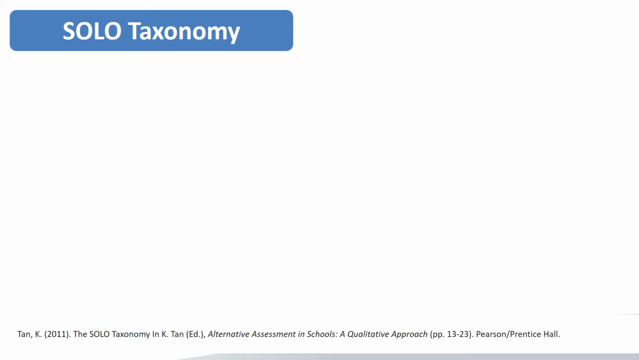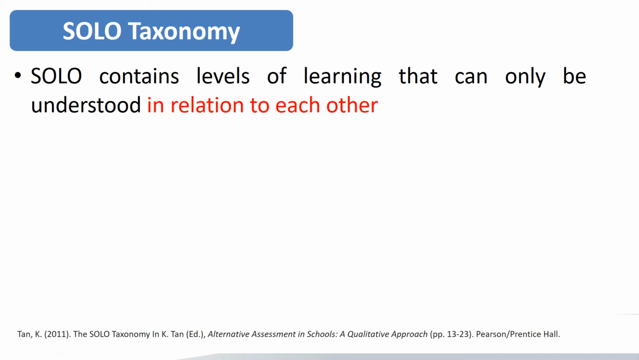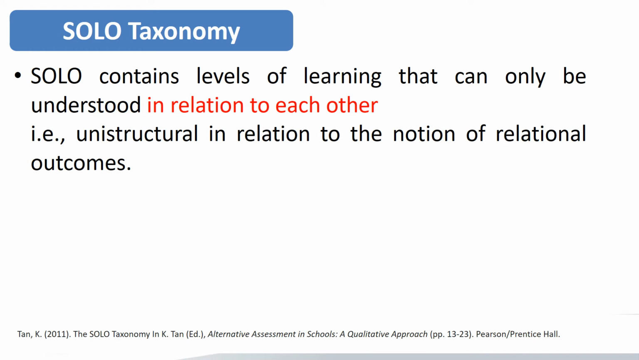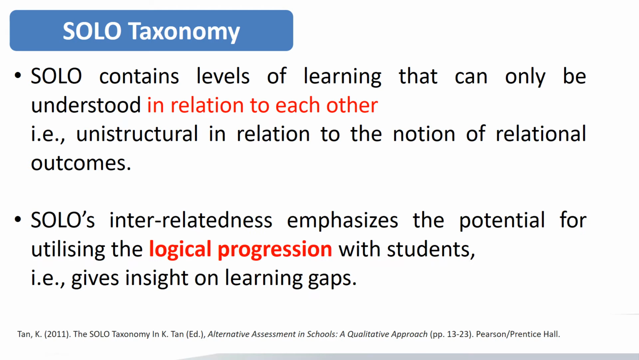In contrast, the Solo taxonomy, staying true to its emphasis on relational meaning, contains levels of learning that can only be understood in relation to each other. So the idea of a uni-structured outcome has no meaning unless it is understood in relation to the notion of relational outcomes. The interrelatedness of the Solo taxonomy emphasizes the potential for using the logical progression in its hierarchy.